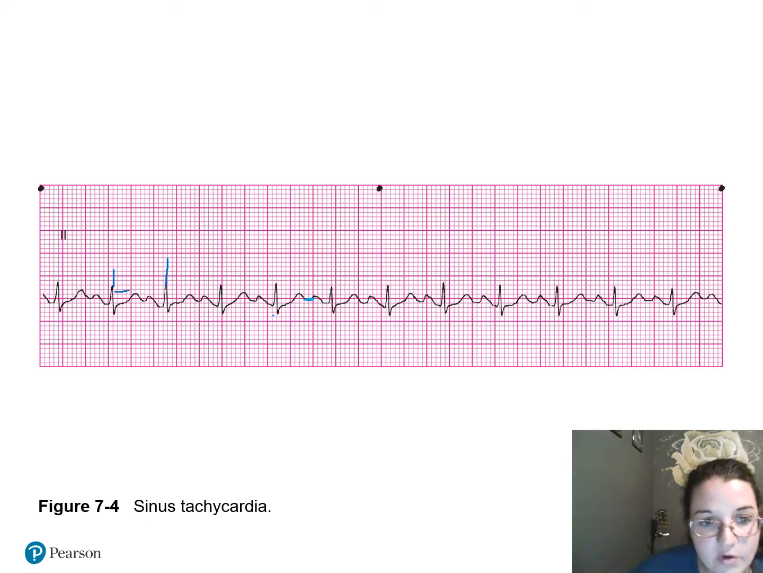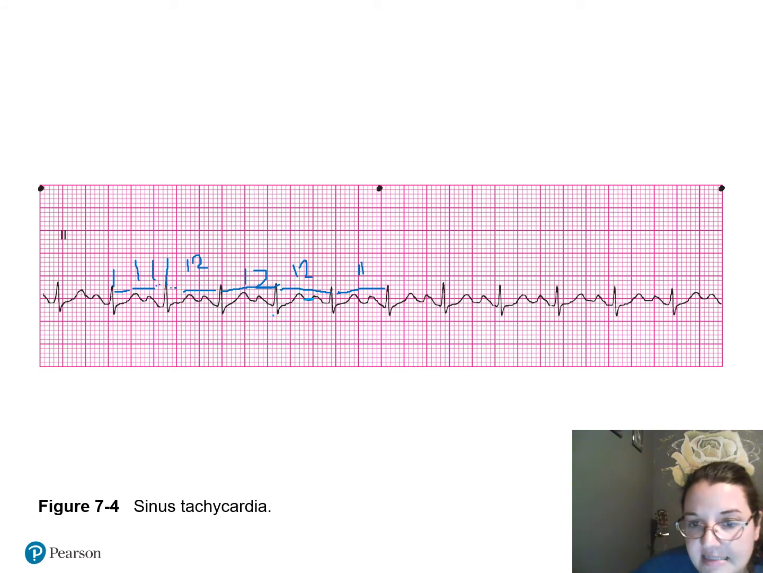Here I see 4 boxes, plus 5 is 9, 10, 11, 12. Again, all I'm doing is just counting those little boxes in between. I got 11 here. I got 12 here. 12 here. 12 here. I believe I got 11 here.